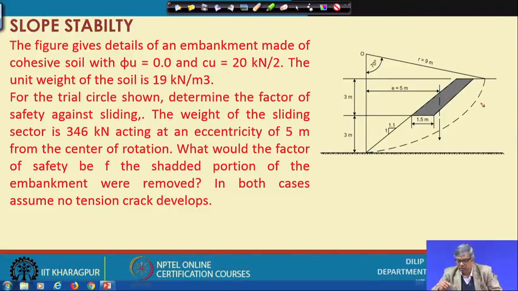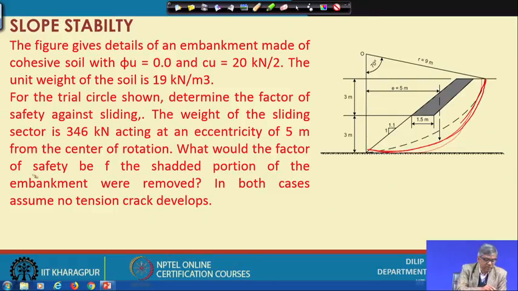Initially, suppose this trial surface was something circular, actually it should be circular, although it does not look circular. For the trial circle shown, determine the factor of safety against sliding, and the weight of the sliding sector is 346 kilonewton, acting at an eccentricity of 5 meter from the center. The center is here and it is acting here, so this distance is 5 meter.